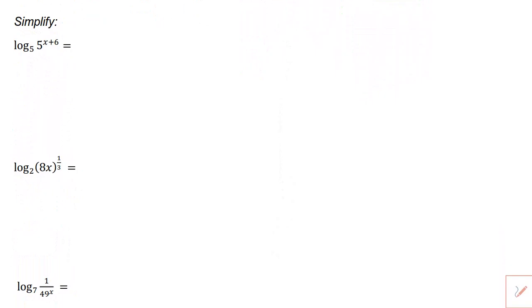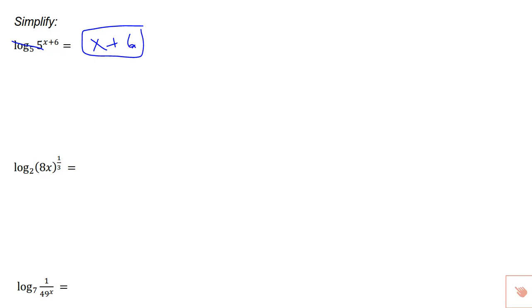Now, instead of solve, if we're given the directions simplify, we're still going to be using our log rules. By now you should recognize this log base 5 of 5 situation cancels, and this just drops down, and that is literally your answer.